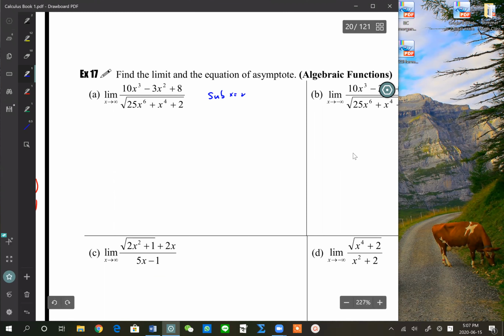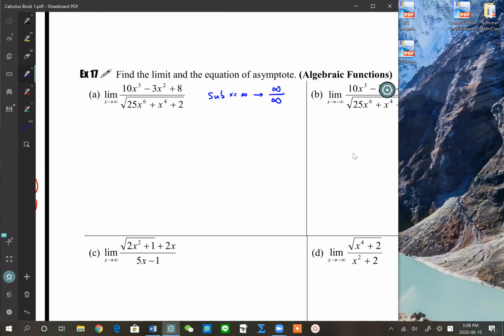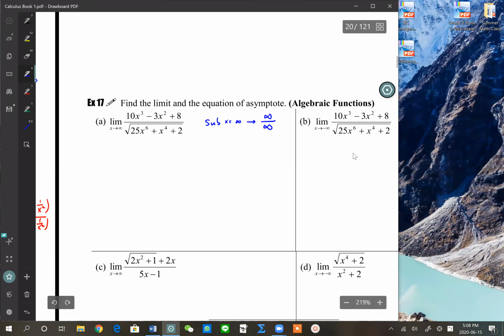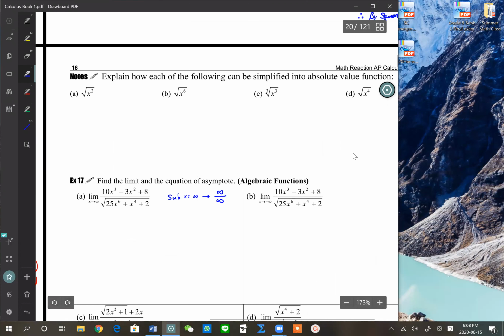Sub x as infinite, then you will get infinite over infinite, right? Both top and bottom, you get super big, okay? Even though there's a square root, but it's x to the 6, so still very big, right? The bigger the x, the bigger the result, right? So this is also indeterminate because you don't know which one. So let's see how we can deal with those.